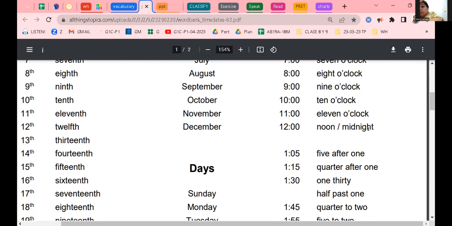Noon and midnight. Mediodía y la medianoche. Okay, noon, mediodía, and midnight, medianoche. Además de eso, podemos incorporar ahí para el mediodía, midday. Okay. Hey, podemos decir at 12 o'clock. Sí, también se puede decir at 12 o'clock.